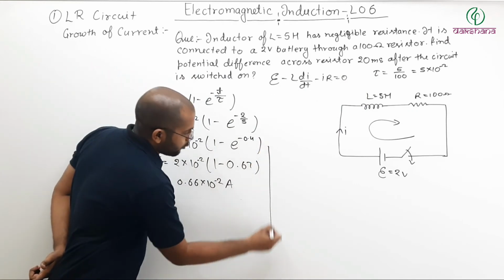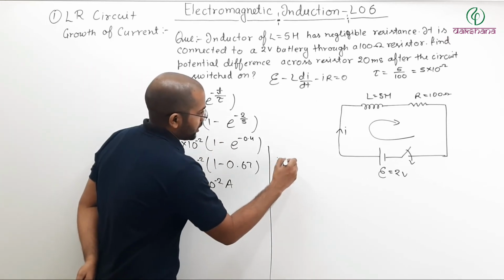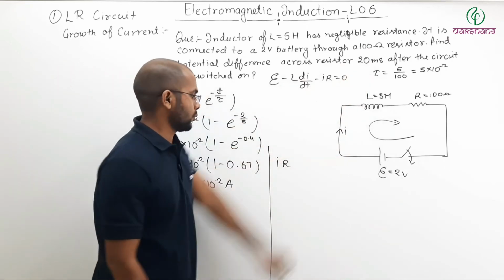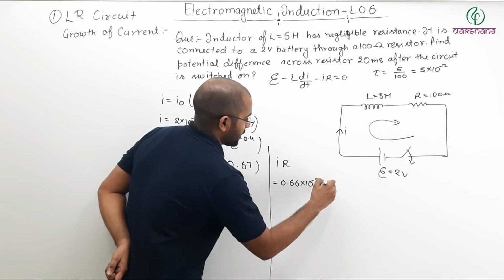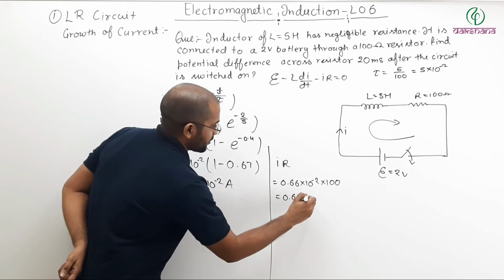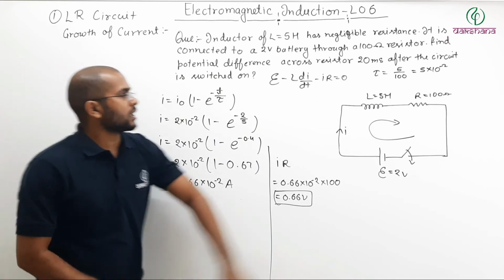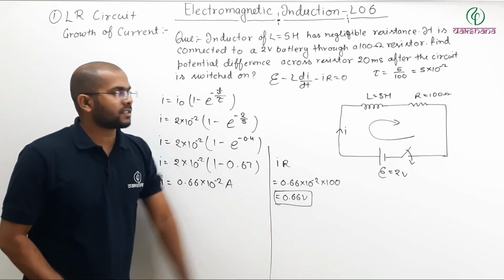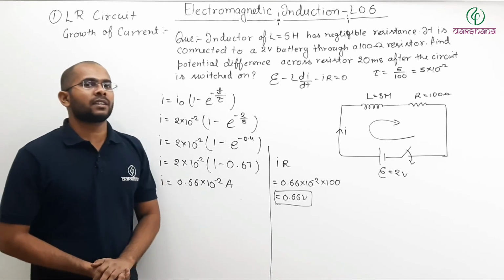Now if this is the current, what is the potential difference across the resistor? Potential difference across the resistor is nothing but I times R. I is already known. R is 100 ohm. So 0.66 into 10 to the power minus 2 multiplied by 100. The 100 and 10 to the power minus 2 cancel. That would be 0.66 volts. So potential difference across your resistor 20 millisecond after the switch is on is 0.66 volts. Pause the video, note it down, then we will discuss decay in the LR circuit.